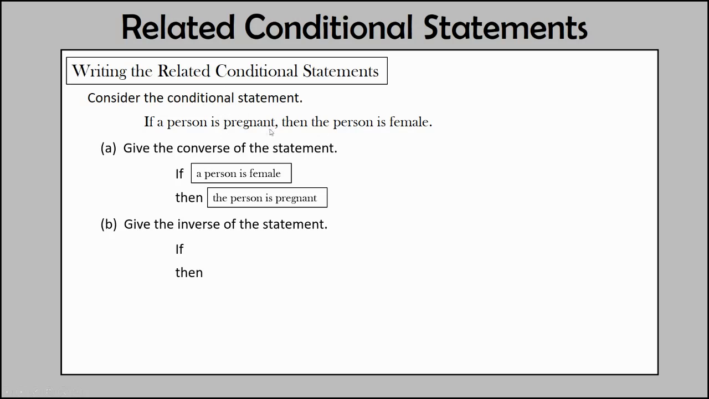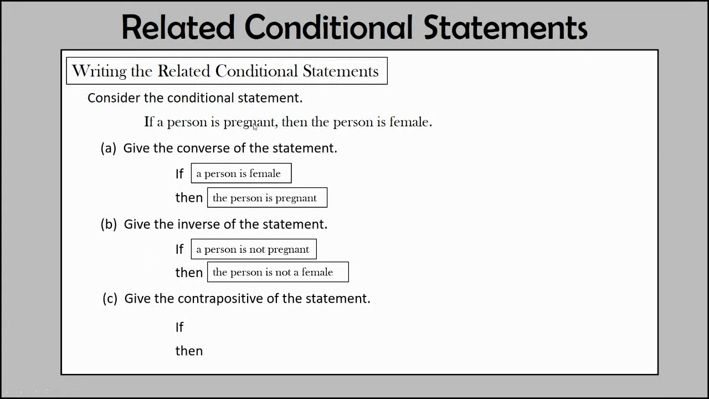The inverse. So take your original statement and negate them both. So if a person is not pregnant, then the person is not a female. And then the contrapositive is to take the converse and negate these. So if a person is not a female, then the person is not pregnant. So that's how we write the converse, inverse, contrapositive.